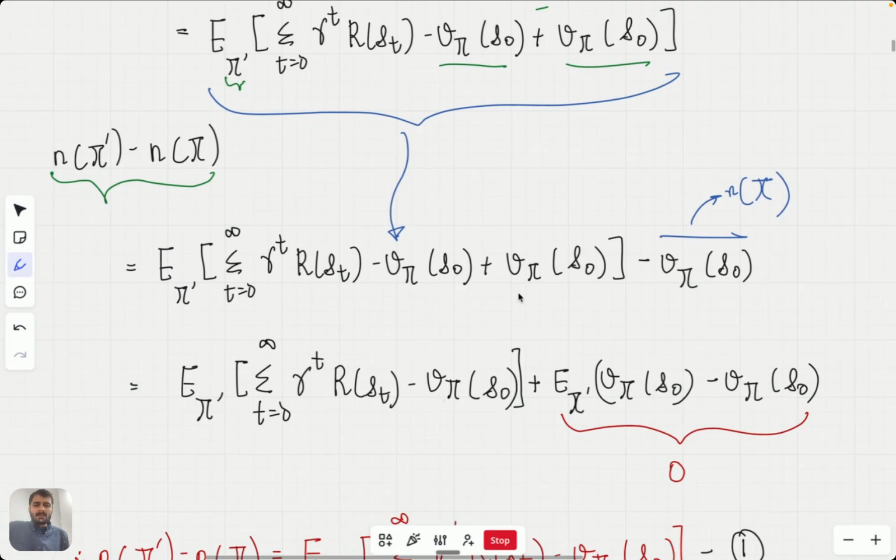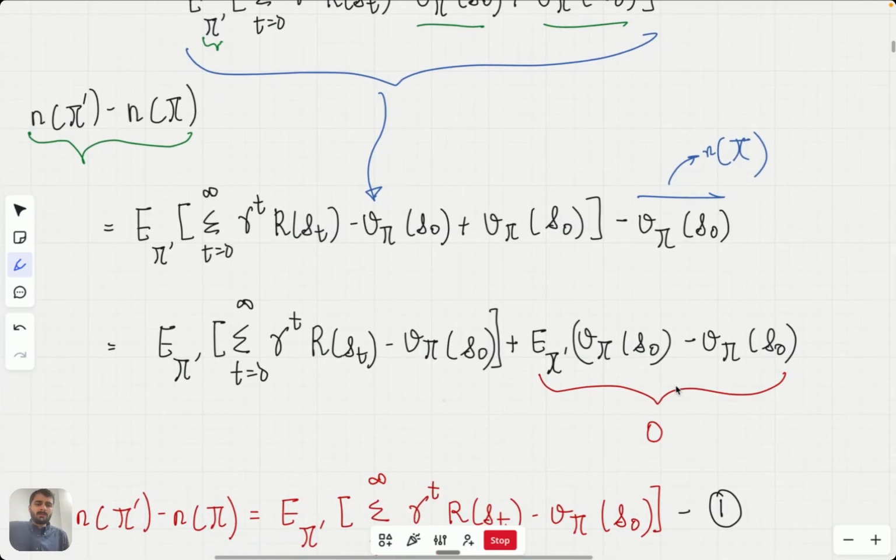we want to take this expectation out, this expectation over pi dash of v pi of s0. So we do nothing but we take one expectation out. So inside the bracket we have only two terms, and we take this expectation out. Now when we take this expectation out, we see that this is expectation over pi dash of v pi of s0, and that is nothing but v pi of s0 itself.